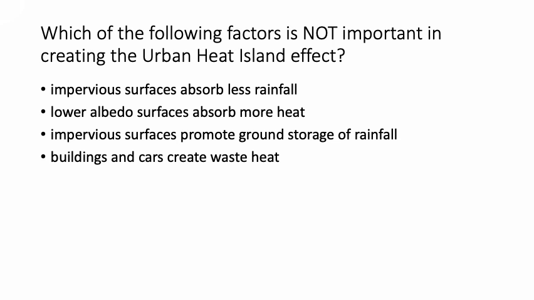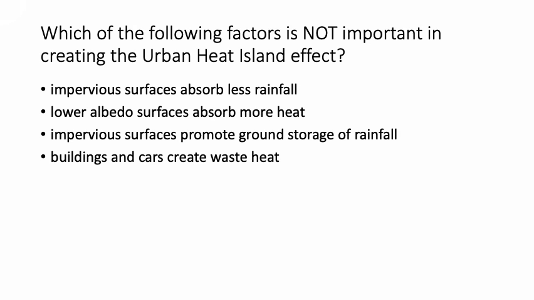Okay, which of the following factors is not important in creating the urban heat island effect? Well, we know impervious surfaces absorb less rainfall. That is true, and that's important. We know lower albedo surfaces absorb more heat. We know that buildings and cars create waste heat. All of those are important. The one that doesn't fit is the third one.